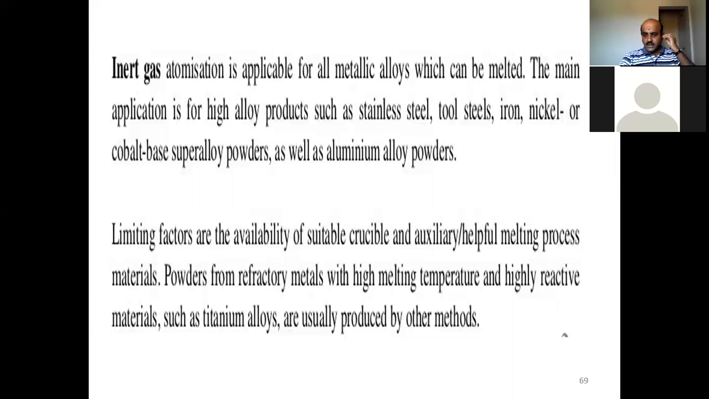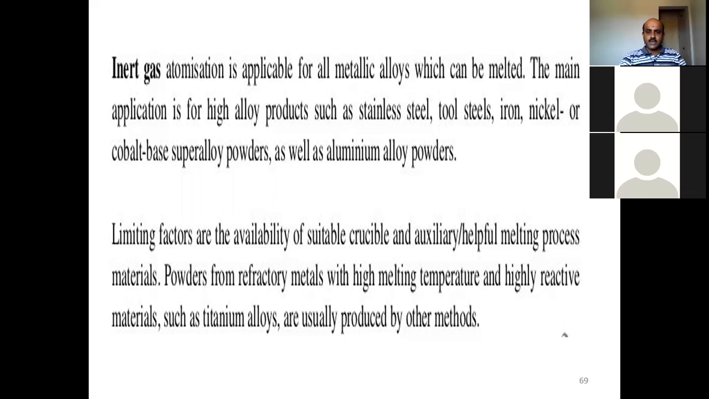My dear students, let us continue where I left off from the previous class. In the previous class, I was discussing the gas atomization process. We discussed two different gas atomization techniques, one is the vertical type, and one is the horizontal type. So, the final word for gas atomization.